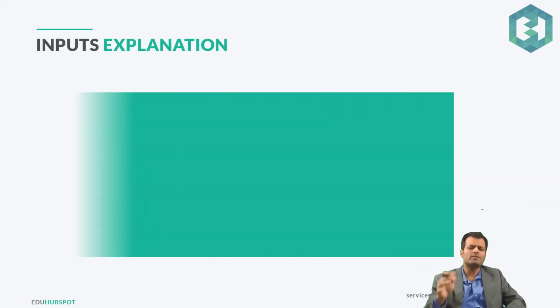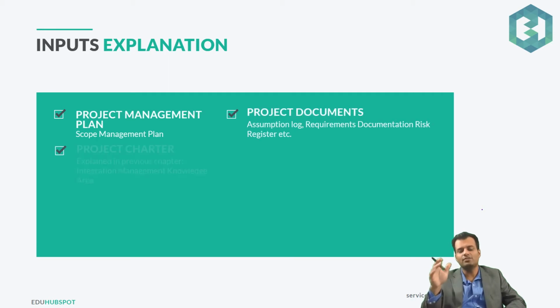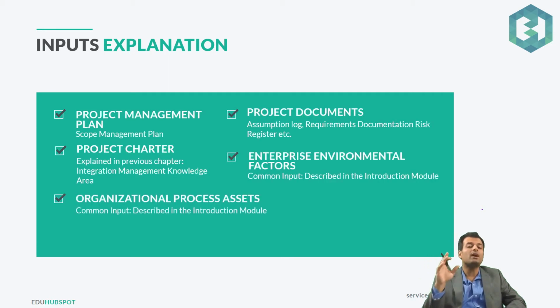Whenever I'm explaining these ITTOs, you need to remember one thing. You need to ask yourself why this document or this particular plan is an input to this process, why it is the tool, why it is the output. First we have the project management plan, and specifically the scope management plan, which will talk about how you will define the scope. You cannot just go ahead and define the scope unless you know how you will do that, and the scope management plan helps you understand that.